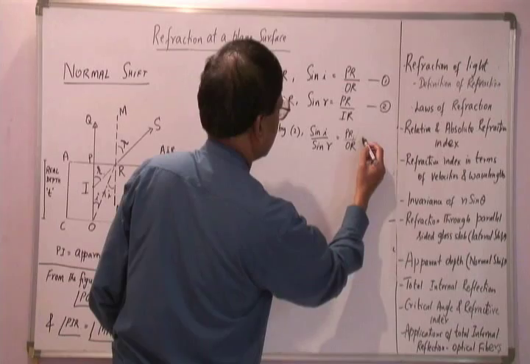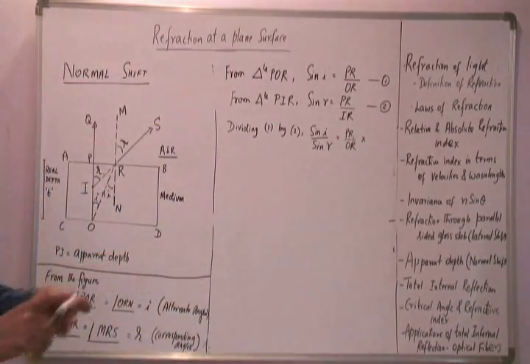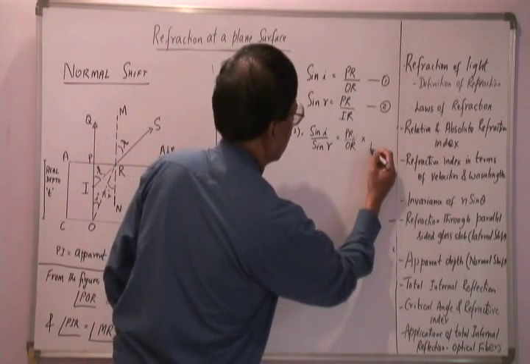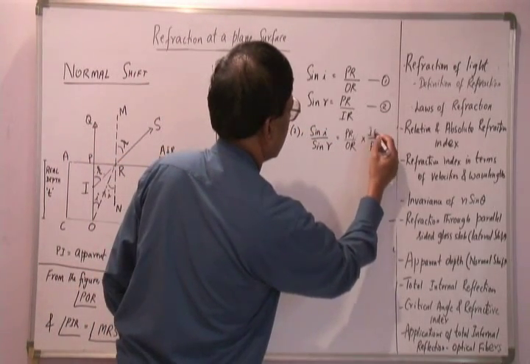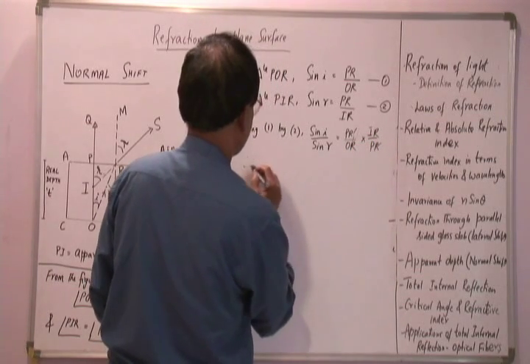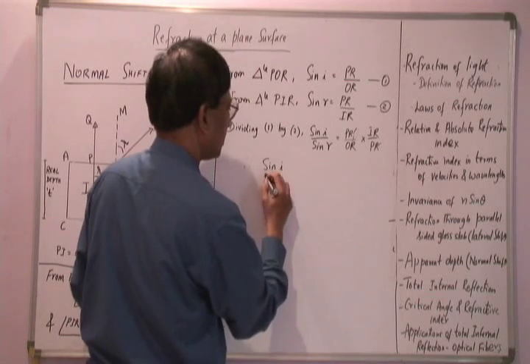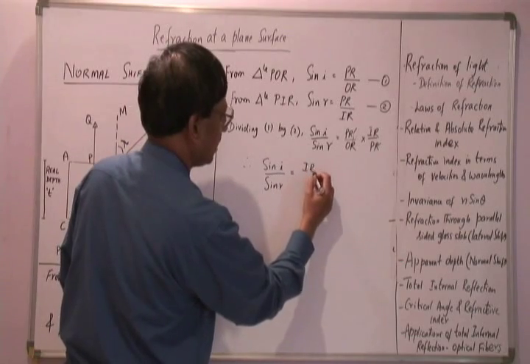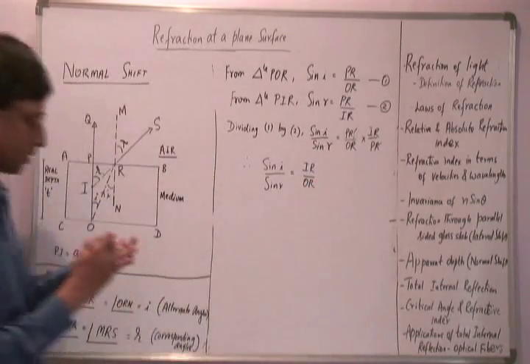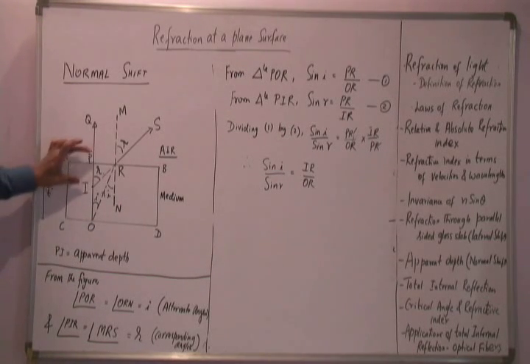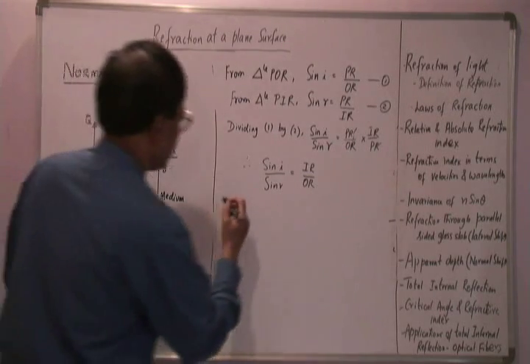PR divided by OR multiplied by sin R is PR divided by IR, PR into IR. So PR gets cancelled with PR. So therefore I have sin I divided by sin R is given by IR divided by OR. So sin I divided by sin R is equal to IR divided by OR.